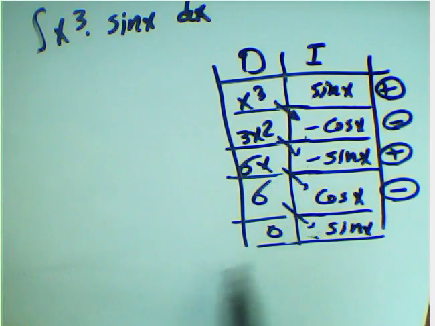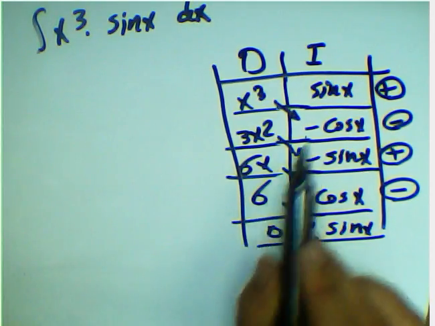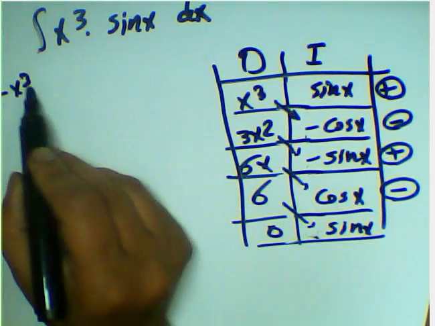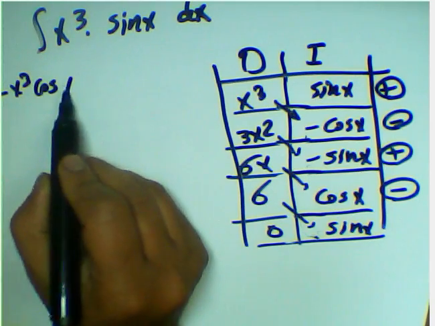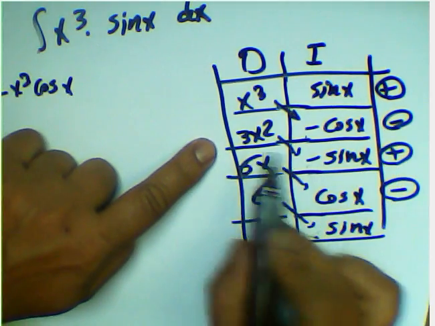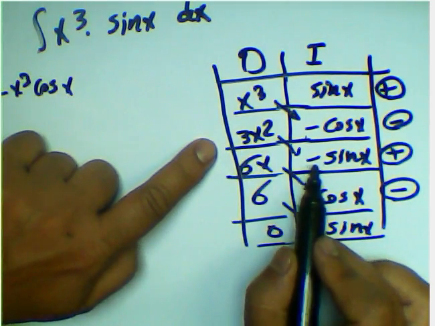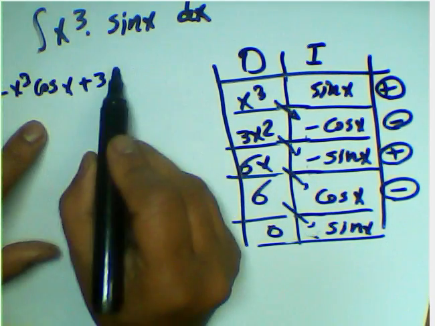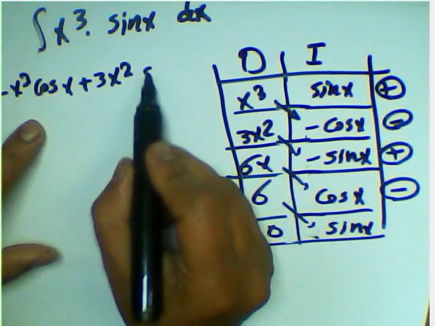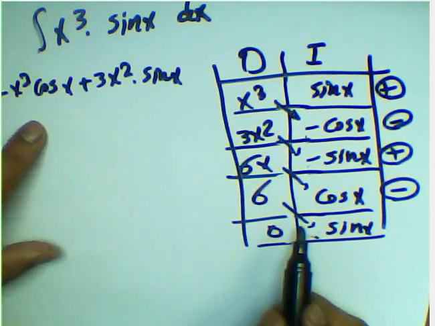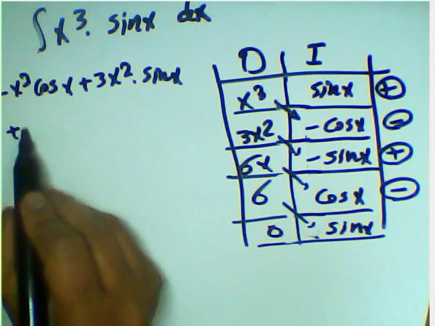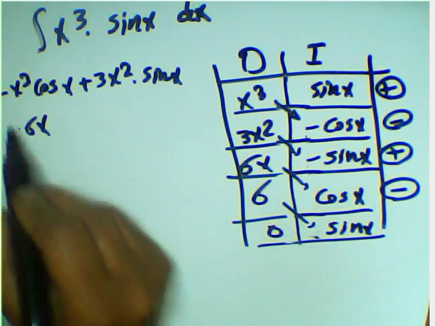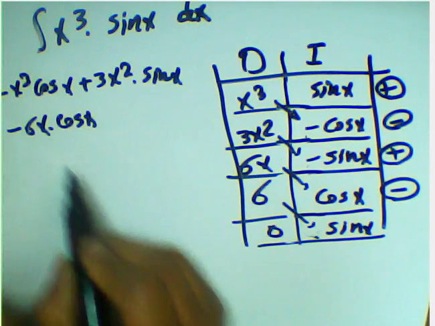Multiplication of them. Okay, x power 3 times the negative cosine x will be negative x power 3 cosine x, negative 3x power 2 multiplication negative sine x, negative times negative equal positive 3x power 2 sine x, and positive 6x multiplication by negative cosine x will be negative 6x cosine x.